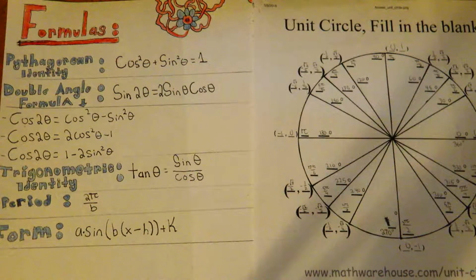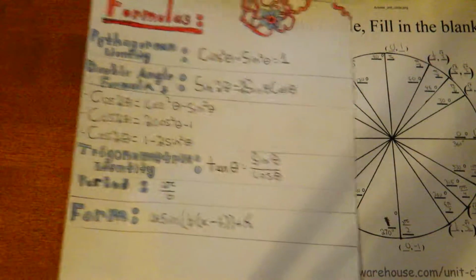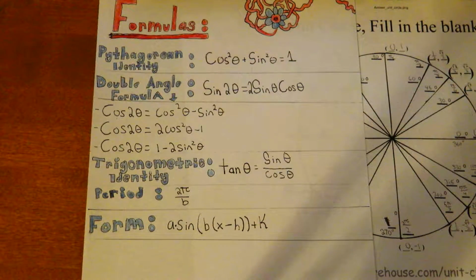Today I'm going to be doing my video project on trigonometric equations and identities. Before we start, I'm going to go over some formulas that we're going to need for this first problem. First we have the Pythagorean identity, which says that cosine squared theta plus sine squared theta equals 1.